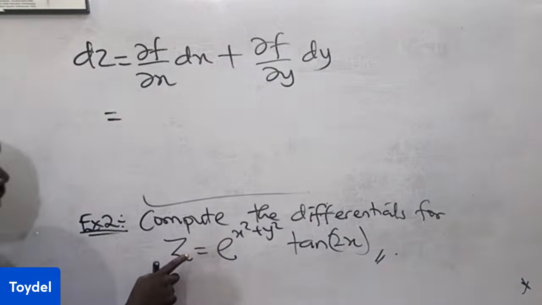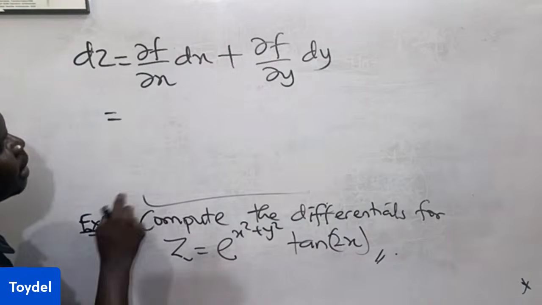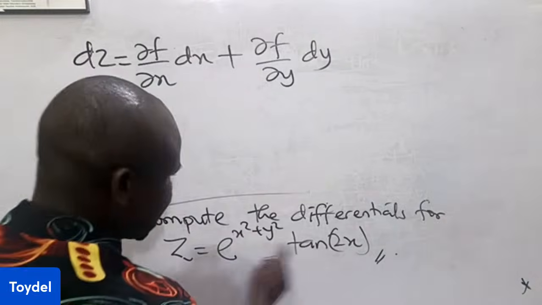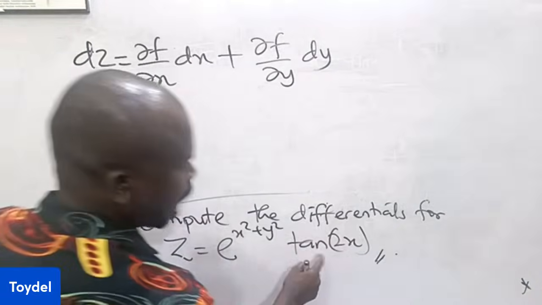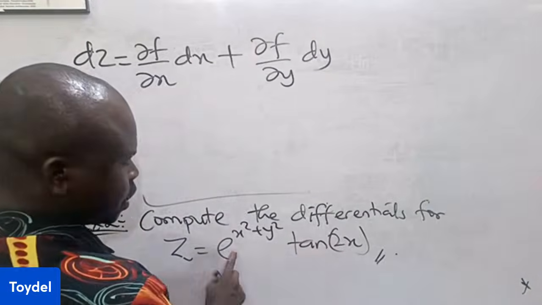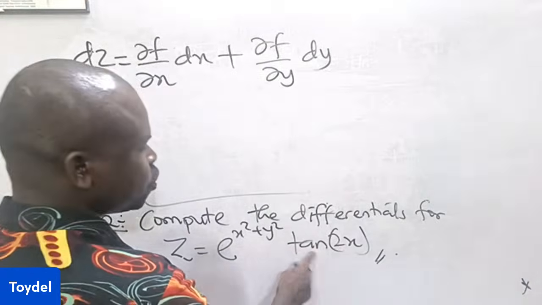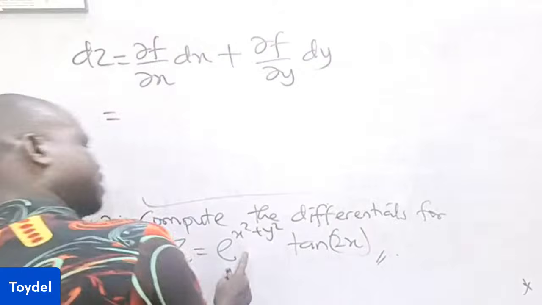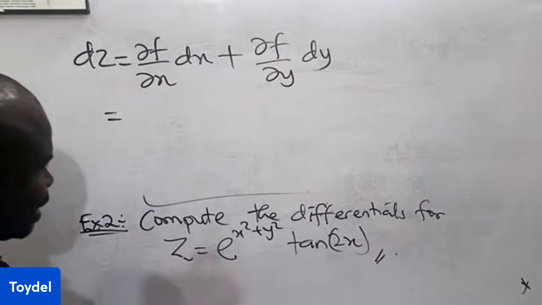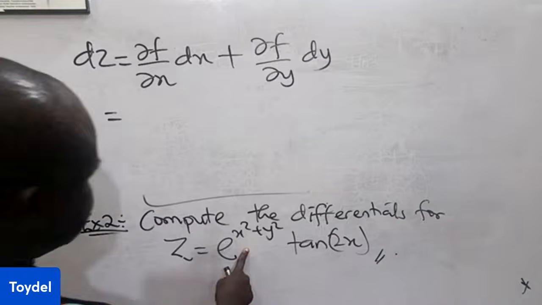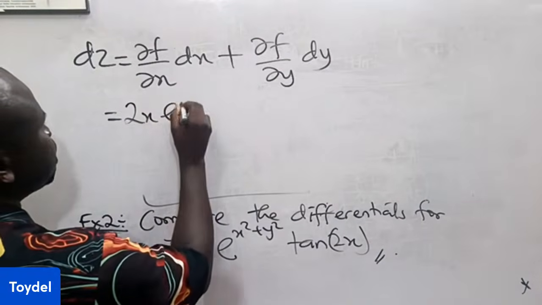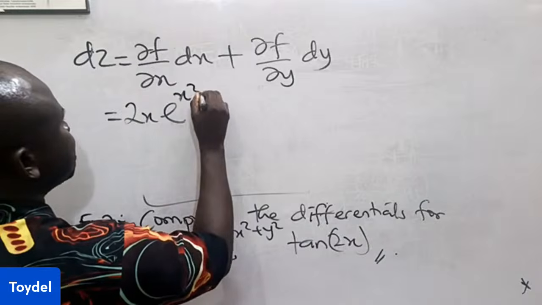So we want to differentiate this now with respect to x partially. If we differentiate this with respect to x, of course this one has x. There are two functions here: an exponential function and a trigonometric function. So when we pick the first one, we differentiate this, then come back and pick the other. If I pick the first one with respect to x, I'm going to have 2x times exponential of x squared plus y squared.